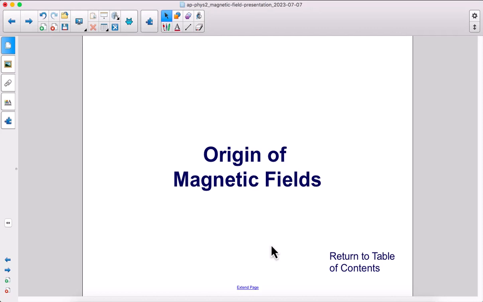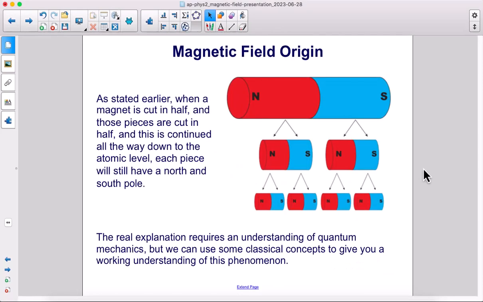Origin of magnetic fields. As stated earlier, when a magnet is cut in half, and those pieces are cut in half, and this is continued all the way down to the atomic level, each piece will still have a north and south pole. The real explanation requires an understanding of quantum mechanics, but we can use some classical concepts to give you a working understanding of this phenomenon.